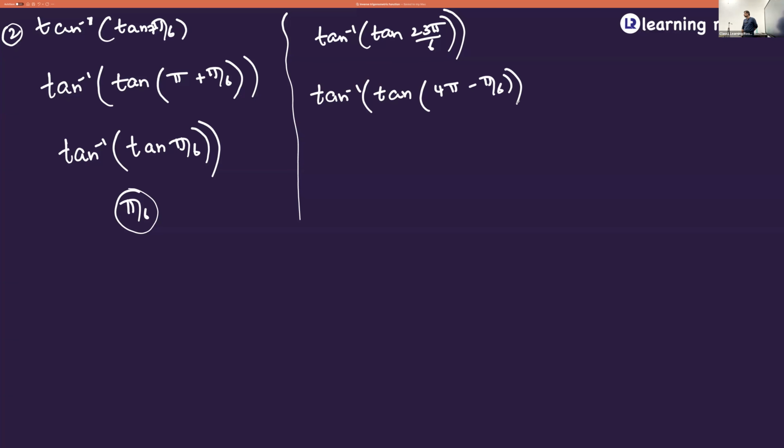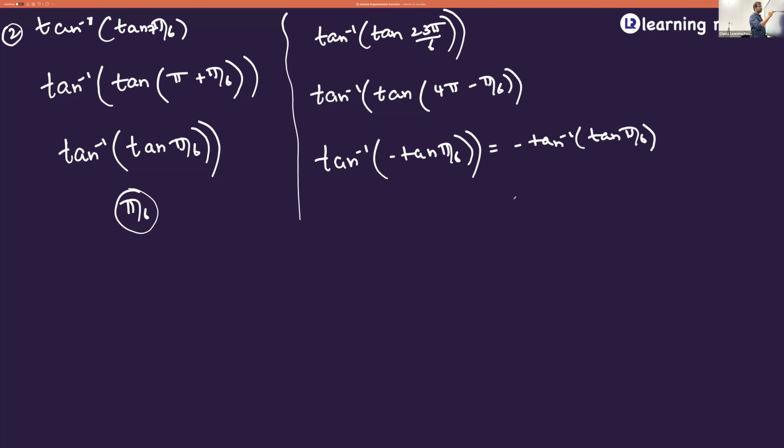Tan of 4 pi minus pi by 6. Which quadrant does it fall in? Fourth quadrant. In the fourth quadrant, tan is negative. So tan inverse of minus tan pi by 6. So tan inverse of negative of x is minus tan inverse of x, so minus tan inverse of tan pi by 6, which is minus pi by 6. This is the answer. Clear? Okay.